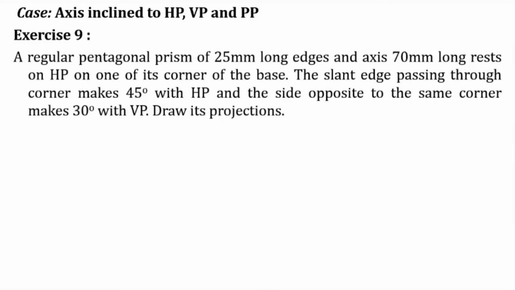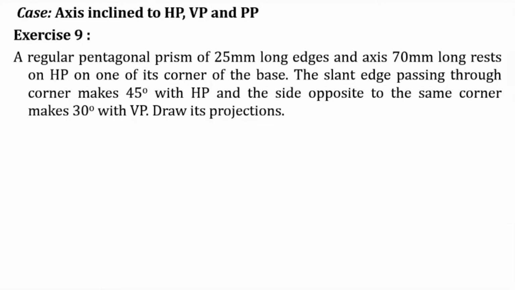The question for this session, as we discussed, is this: a regular pentagonal prism, 25 millimeter long edges and axis 70 millimeter long, rests on HP on one of its corners of the base. The slant edge passing through the corner makes 45 degree with HP, and the side opposite to the same corner makes 30 degree with the VP. Draw its projections. So we have discussed the question. I hope all of you have completed the question.